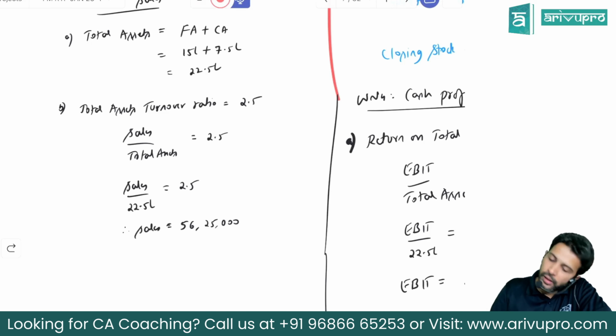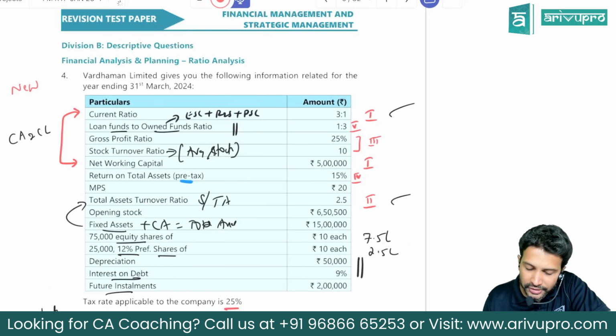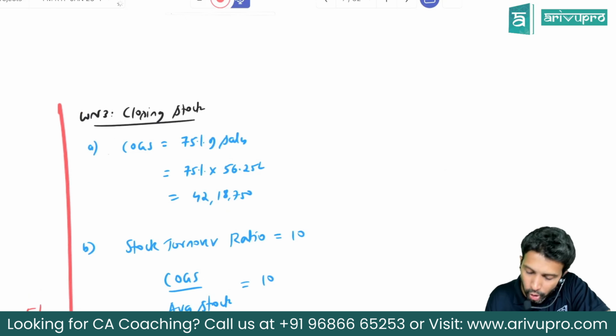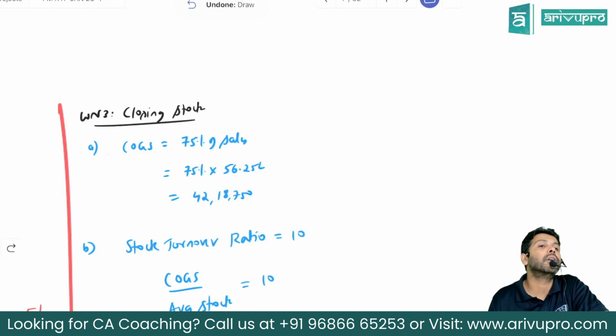Yes, sir. Now, do you know the GP percentage? Yes. How much is the GP percentage? 25%. 25% of what? Sales. If GP is 25% of sales, then COGS will be 75% of sales. So I have COGS here: 75% of the sales amount. Done.